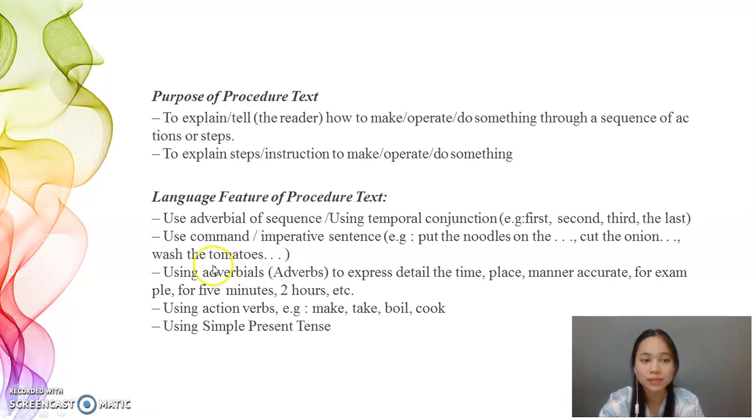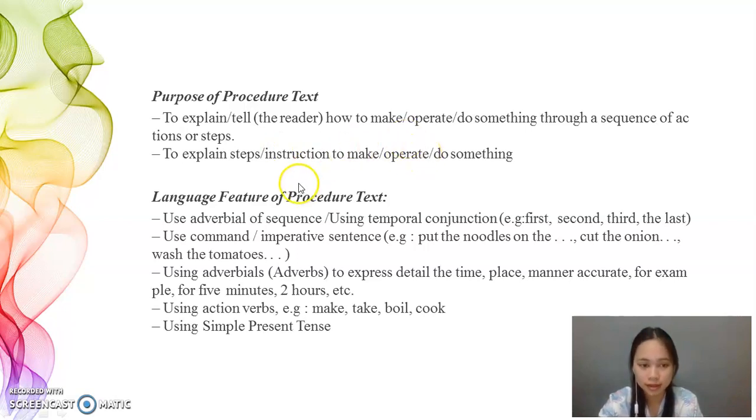And the third, the purpose of procedure text. The purpose of procedure text is to explain or tell the reader how to make, operate, or do something through a sequence of actions or steps, and to explain steps or instructions to make or operate or do something.